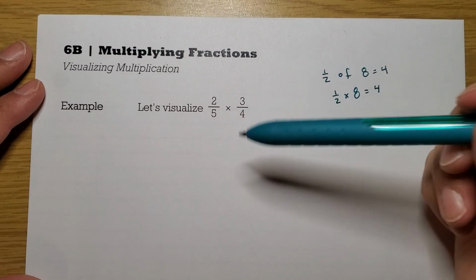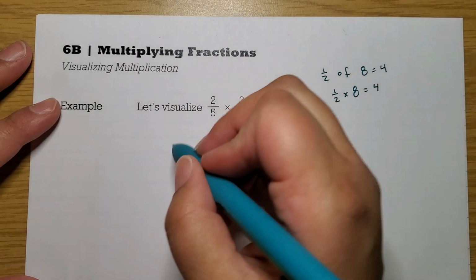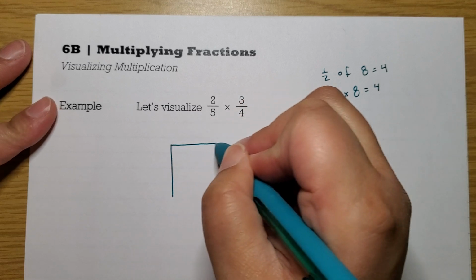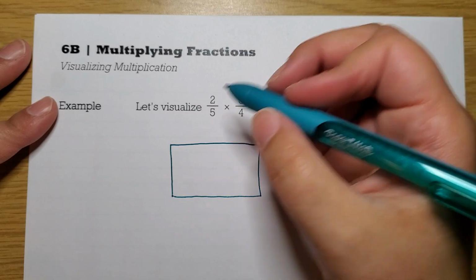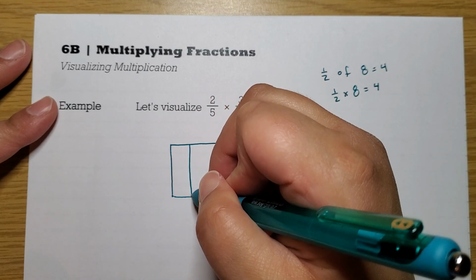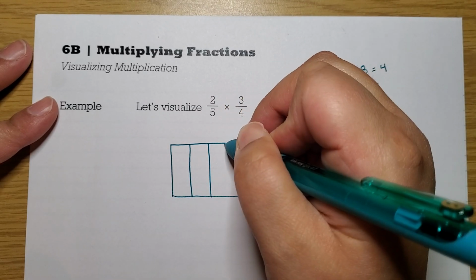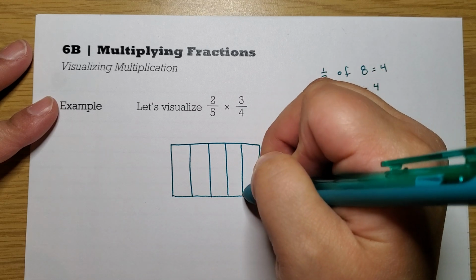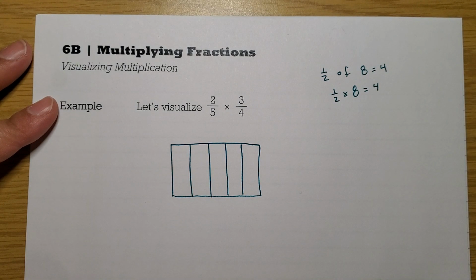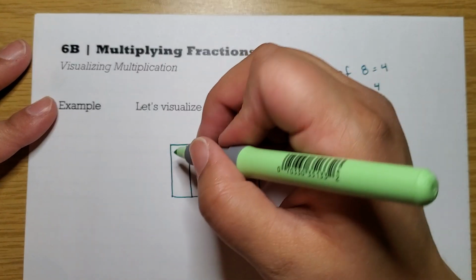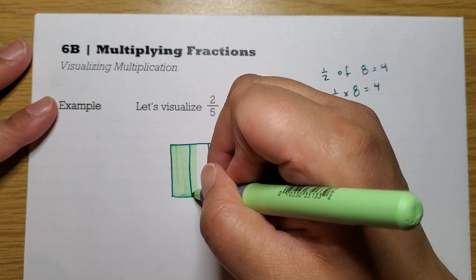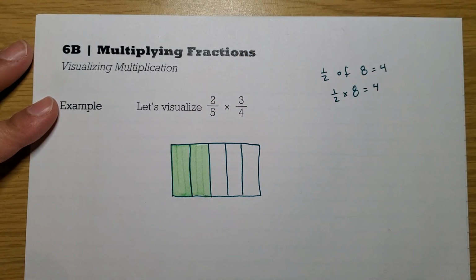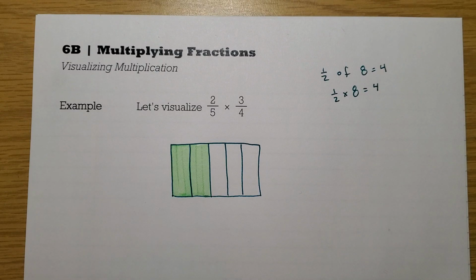In this case, I'm going to start out with 2/5 as my drawing. I'm going to draw a rectangle to represent the whole, and then break that up into fifths, something along those lines. And then for 2/5, we're going to shade in 2 of these squares.